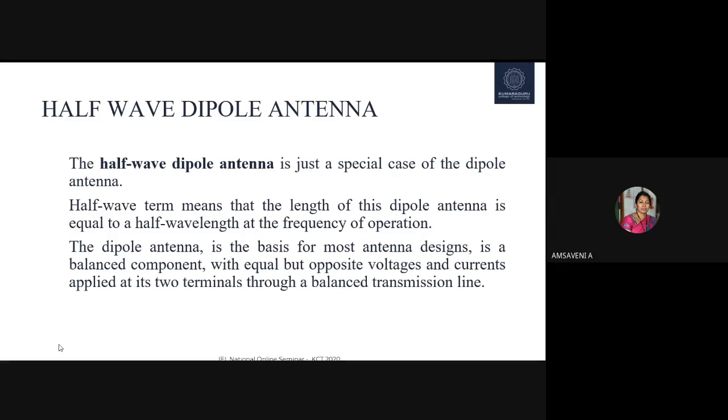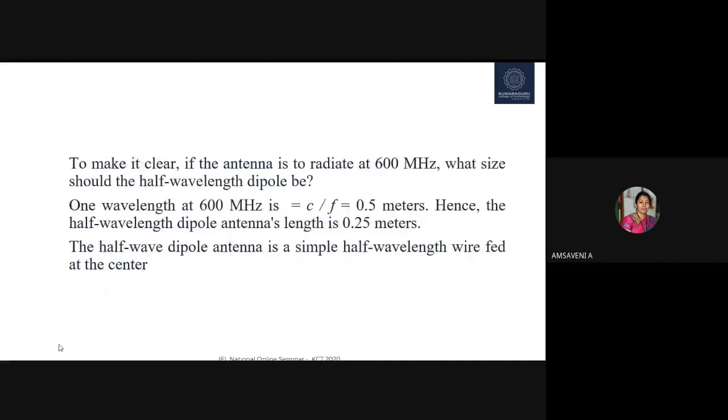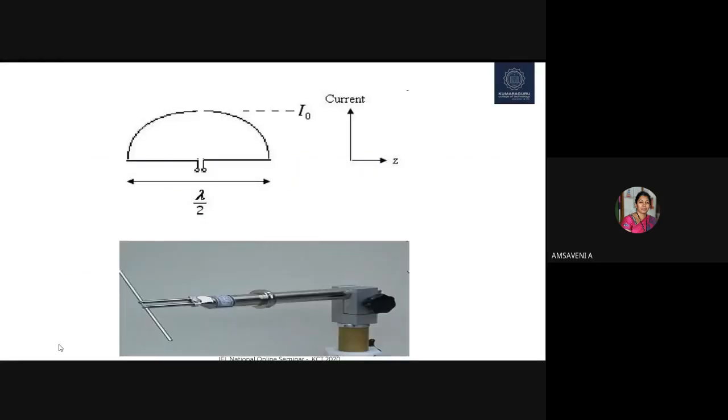The half wave dipole has a length of lambda by 2, and this is the basic antenna for designing other antennas. If you take array antennas, you will have a number of half wave dipoles, and you can use this formula to find the length of a half wave dipole. The length of a half wave dipole is nothing but lambda by 2, where lambda is c by f. This half wave dipole will be fed at the center.